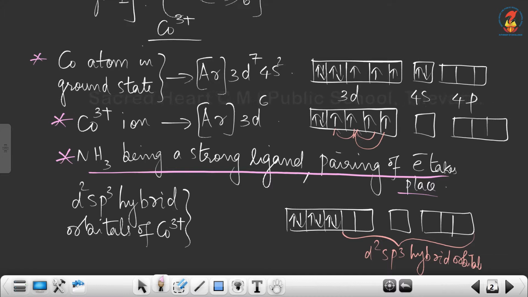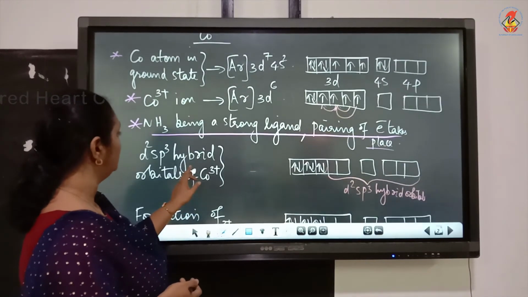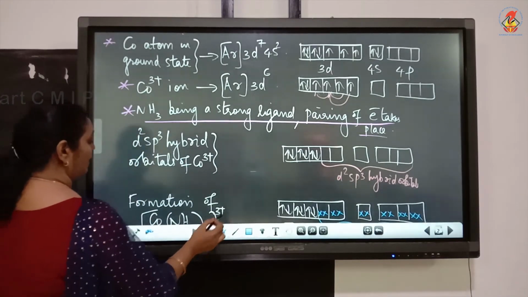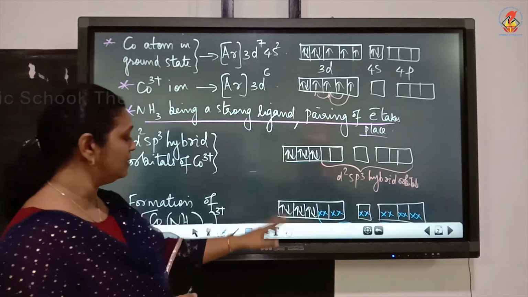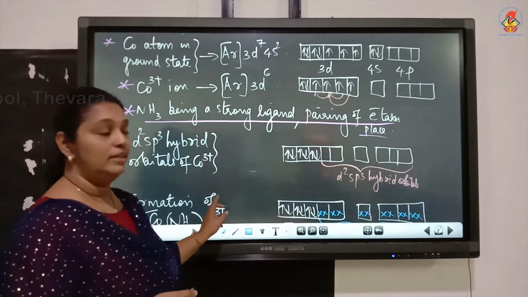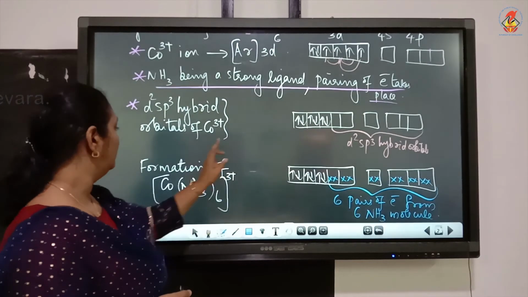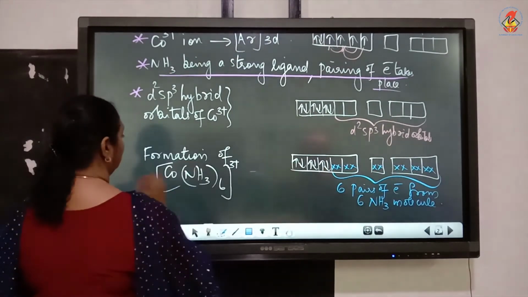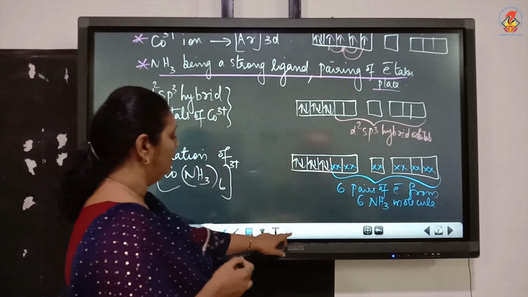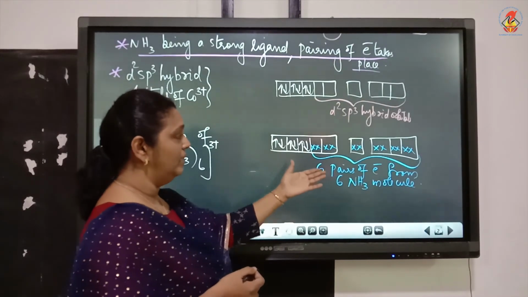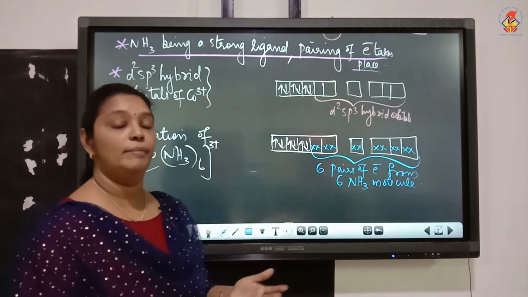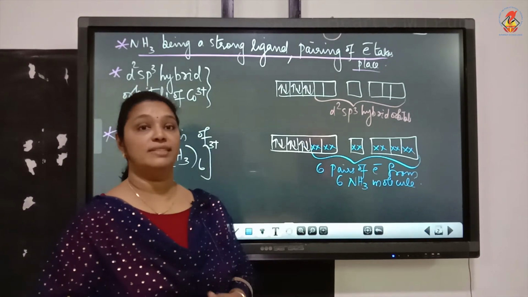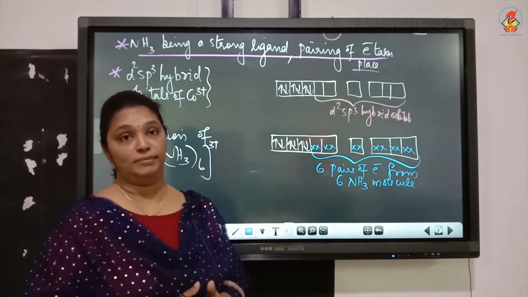Next, once you get whether it's a strong or weak ligand, you get to know the type of hybridization. So the next step is to write the d2sp3 hybrid orbitals of Co3+ and show the formation of the d2sp3 hybrid orbitals. And the last step is the formation of the compound, that is, the ligand donating a lone pair of electrons to the vacant orbital or hybrid orbital of the metal ion, and as a result a coordinate bond is formed.